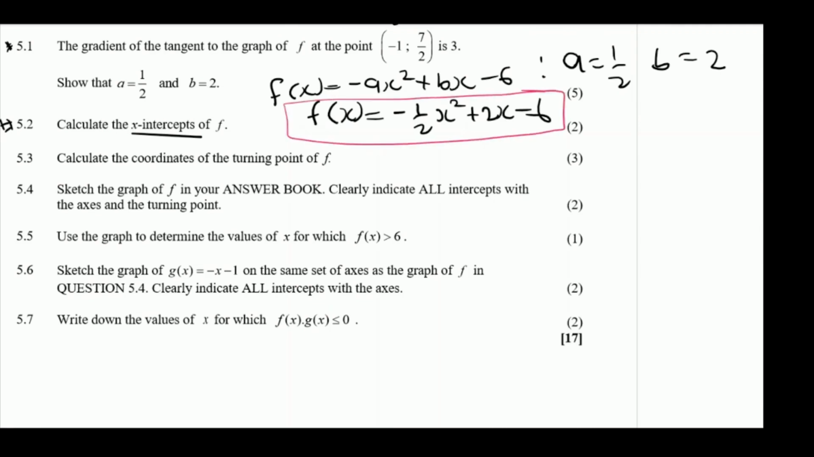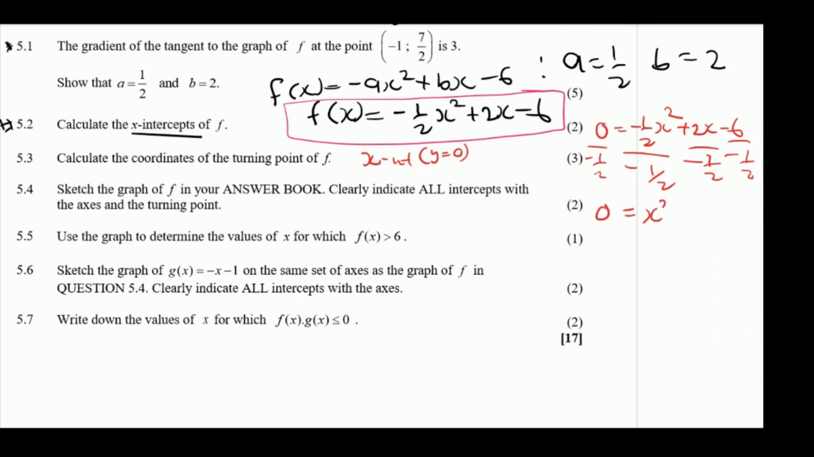So this is your equation. We are asked to find the x-intercept, so when y is equal to 0. Meaning it's going to be 0 is equal to minus 1 over 2 x squared plus 2x minus 6. So you're going to divide by negative half throughout. Then you'll have 0 is equal to x squared minus 4x minus 12.